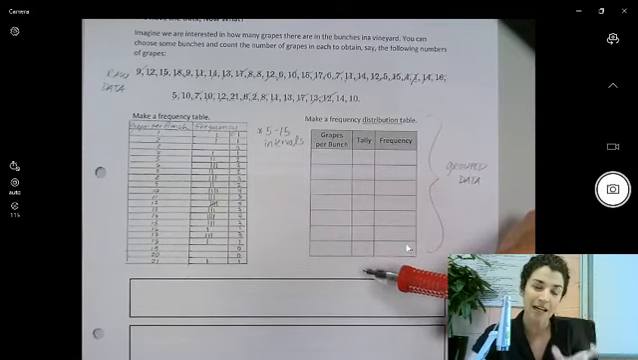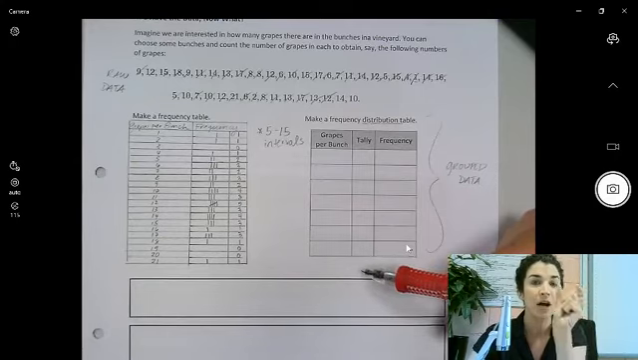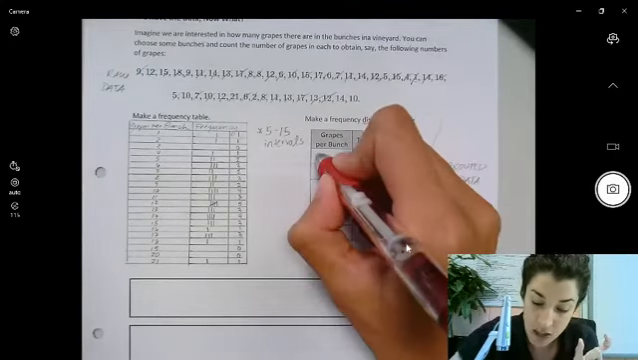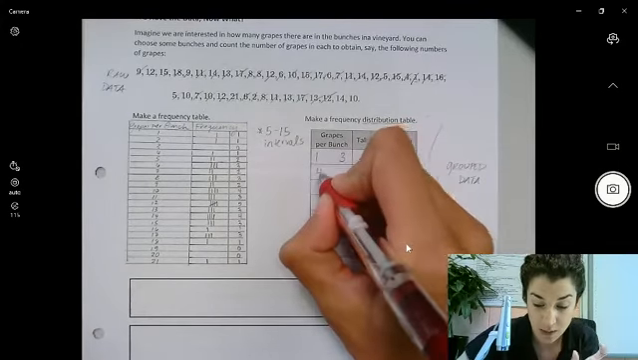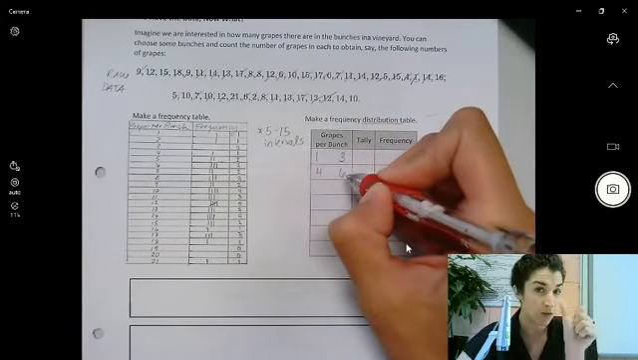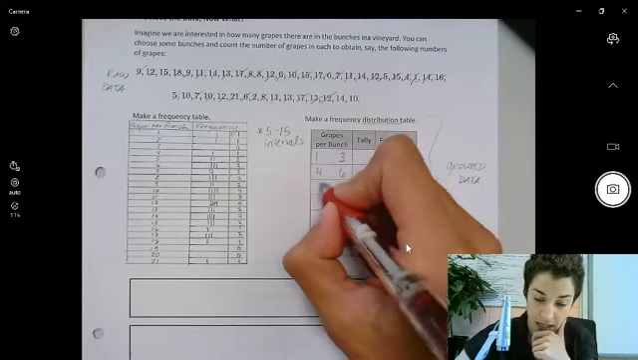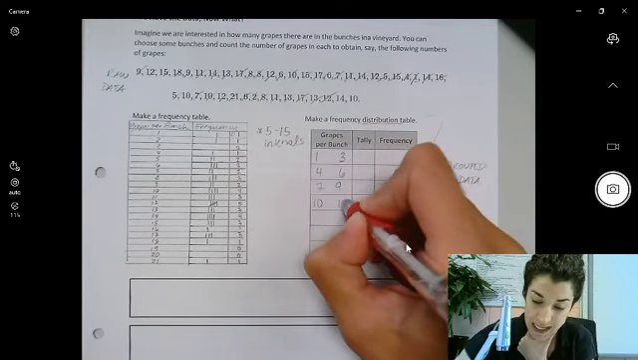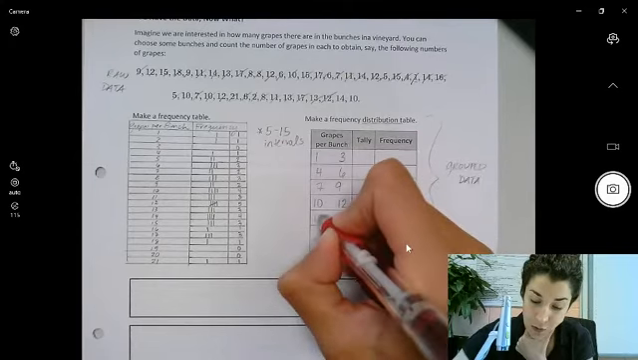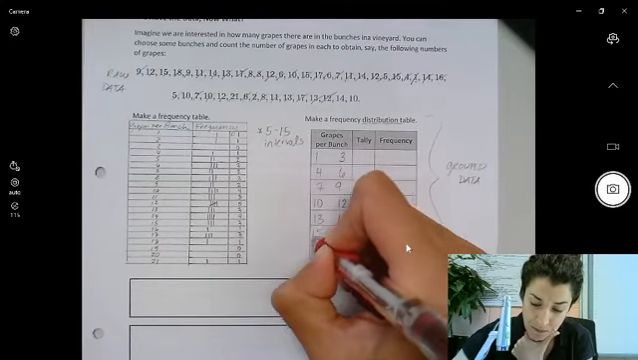What that means is, since we divided by 3, that means we're going to have intervals of 3. So our first interval is going to be between 1 and 3. Our next one's going to be between 4 and 6, which is 3 numbers, 4, 5, 6, right? And then our next one's between 7 and 9. Next one's between 10 and 12. Next one's between 13 and 15.